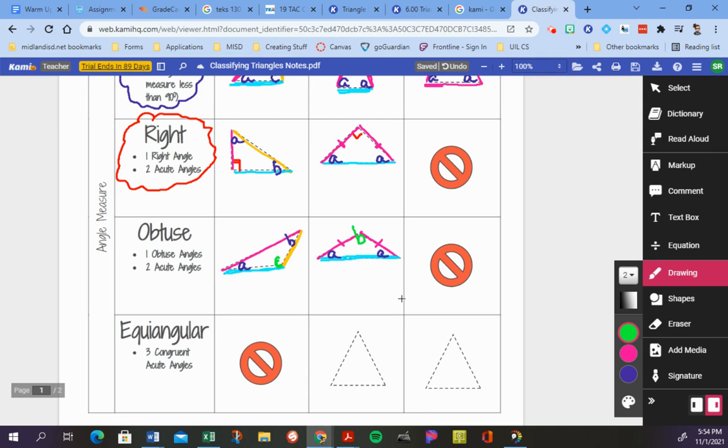Equiangular. Equa meaning equal, and angular meaning angle. Let's go ahead and bubble this one.